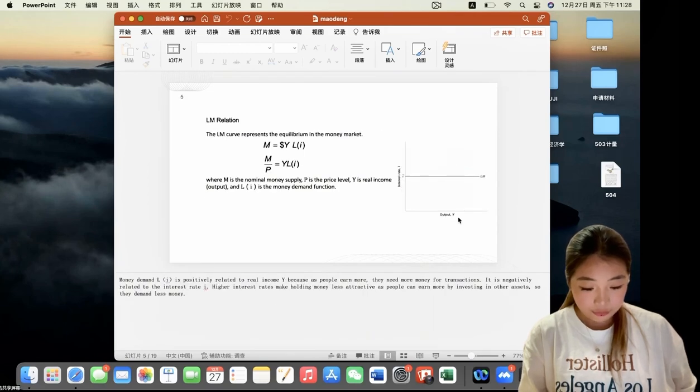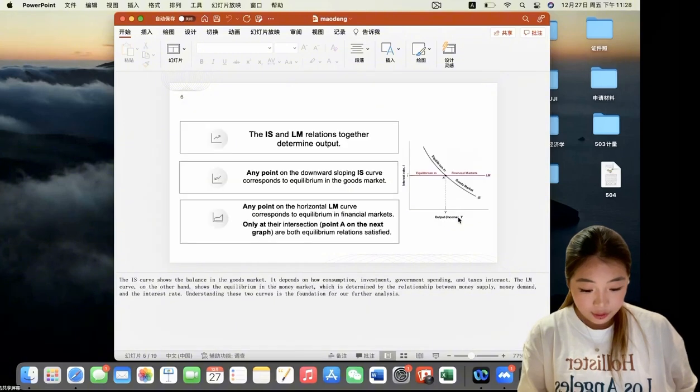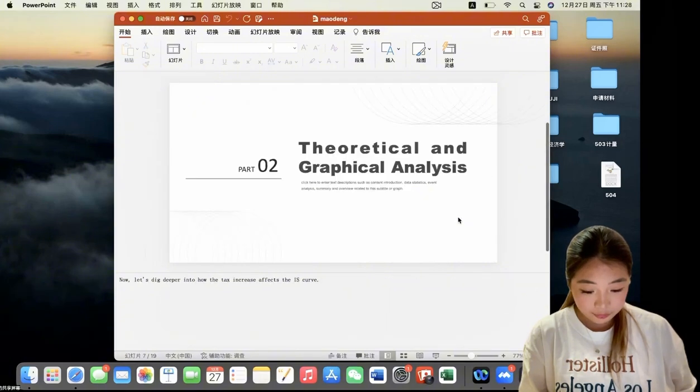The LM curve, on the other hand, represents the equilibrium in the money market. It shows the combination of output and the interest rate at which the demand for money equals the supply of money. The intersection of the IS and LM curves determines the equilibrium output and interest rate in the economy. At this point, both the goods market and the money market are in equilibrium.